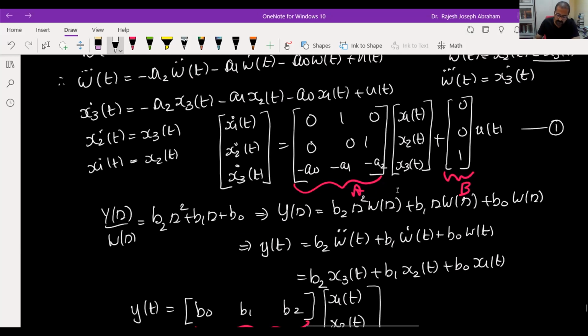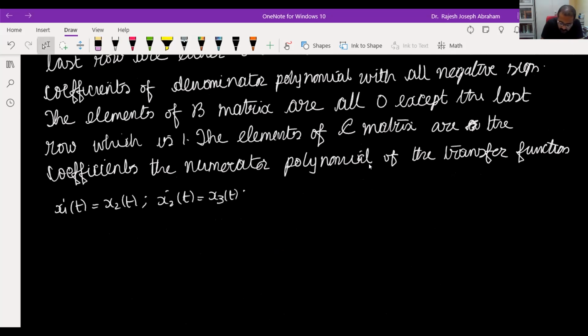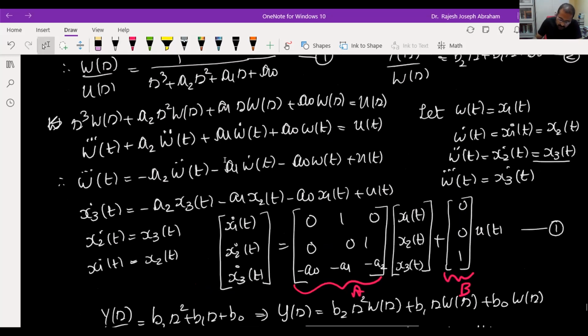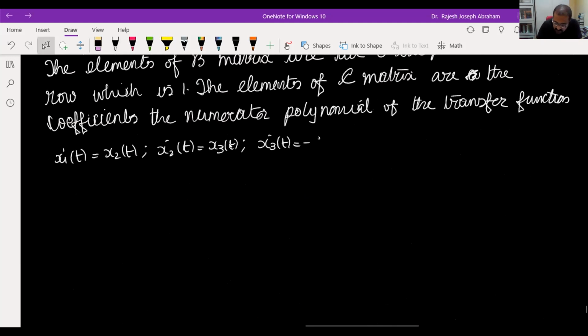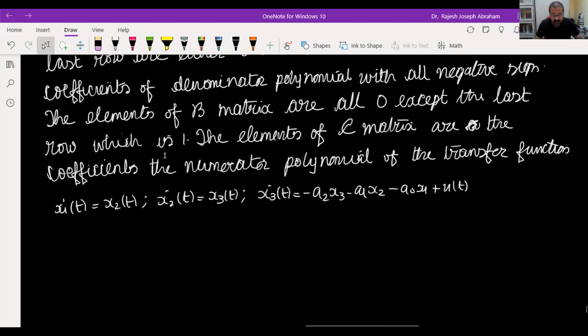So let me write here just these things for my convenience. x1 dot equal to x2. Then x2 dot equal to x3. And x3 dot equals minus a2 x3 minus a1 x2 minus a0 x1 plus u of t. Correct? Now let us draw the state diagram for this.